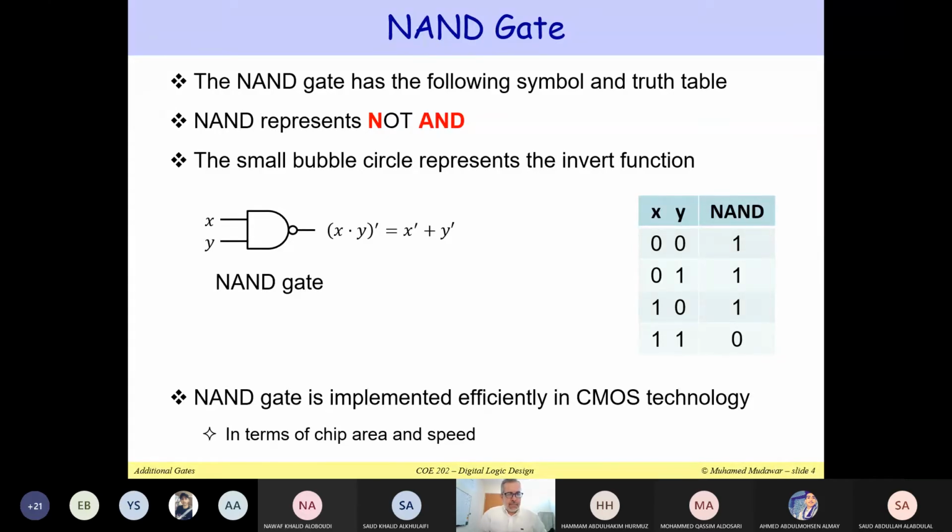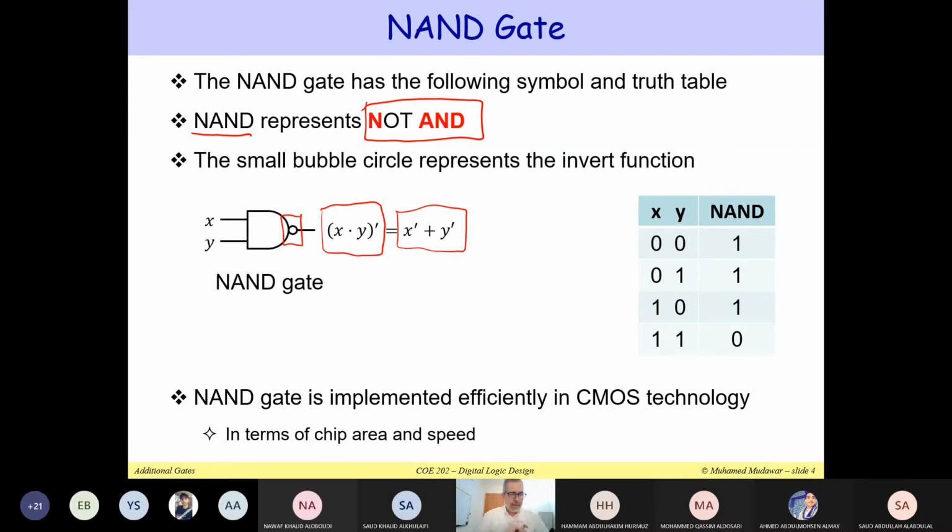Let me start first with the NAND gate. So NAND here means not AND. That's the meaning of NAND. It is not AND. And notice that we have a small bubble here, a circle appearing at the output of the AND gate. So it looks like AND, but it has an inverter at its output. So this is why it's called NAND or not AND. And the output of this NAND gate is not X and Y. That's the output. So it's the complement of X and Y. And using De Morgan's theorem, we know that not X and Y is not X or not Y. That will be the expression for the NAND gate.